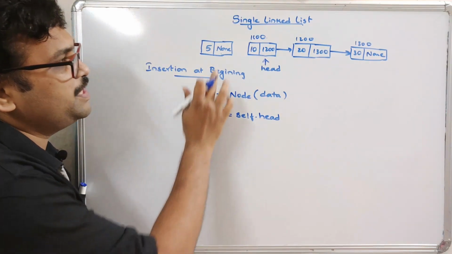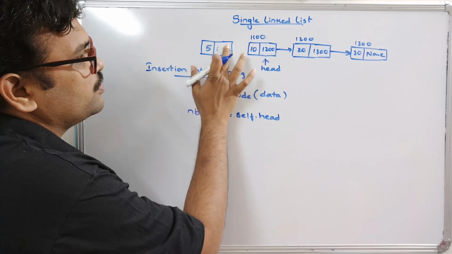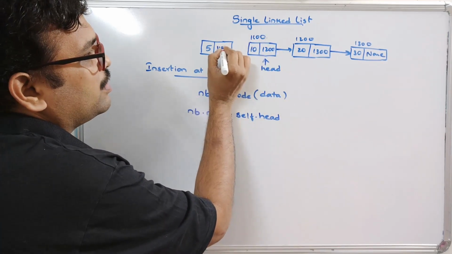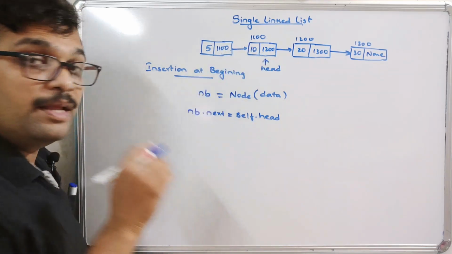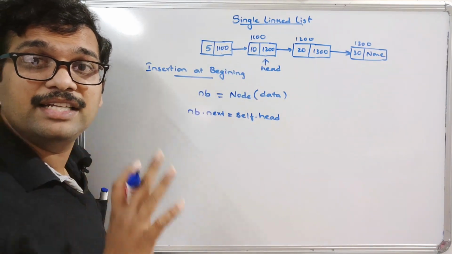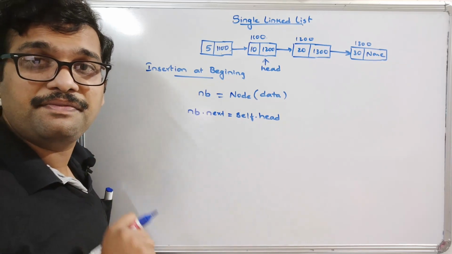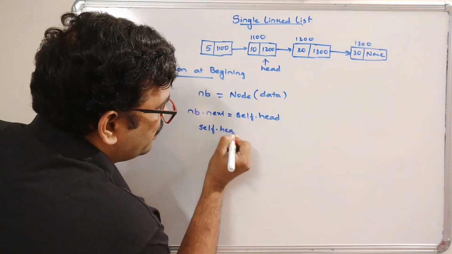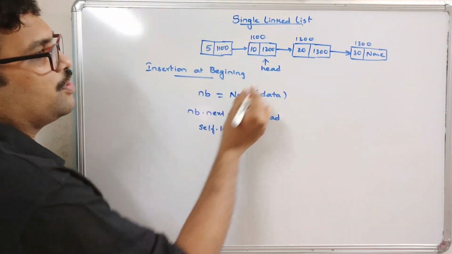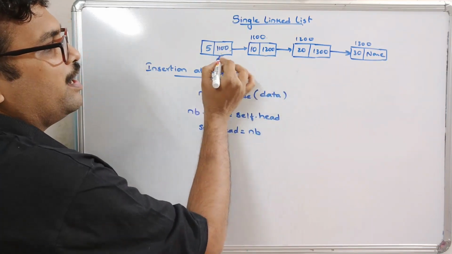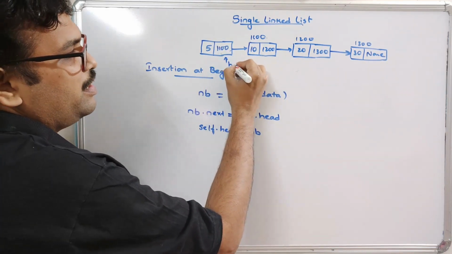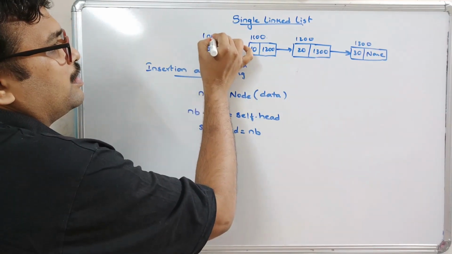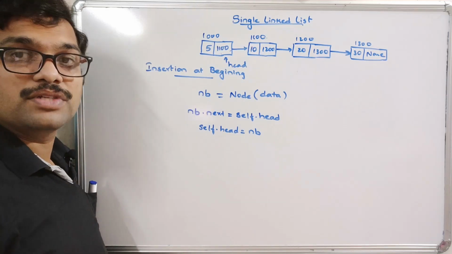So nb dot next means new dot next, this is equal to self dot head. What's the address of this one? 1100. So automatically there is a link and immediately we have to change the head value because the head is the value pointing to the first element. So automatically now the self dot head will be nb. So automatically this head will be removed here and that will be associated here, assigned with this one. So let the address of this one be 1000, right?